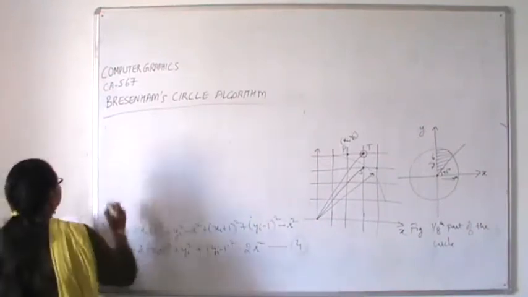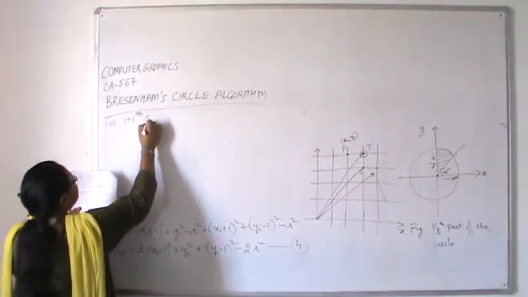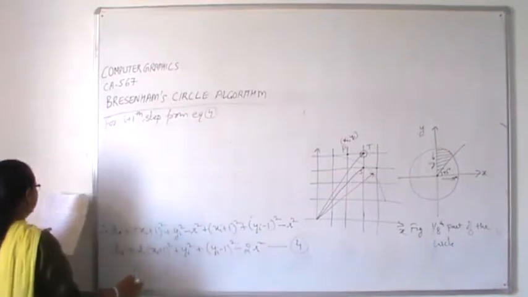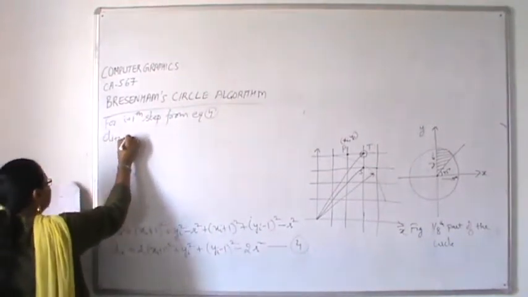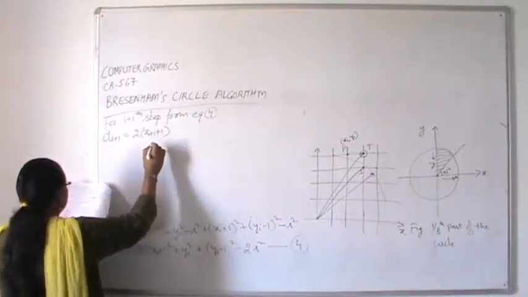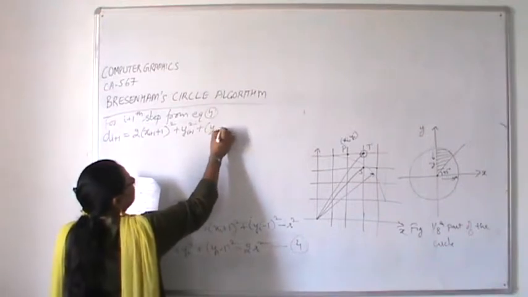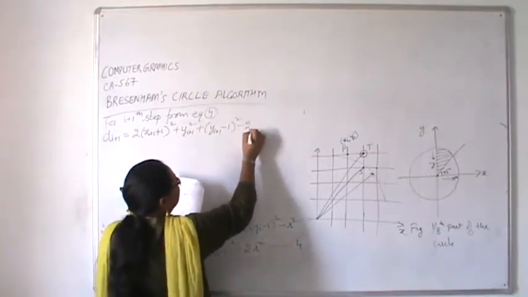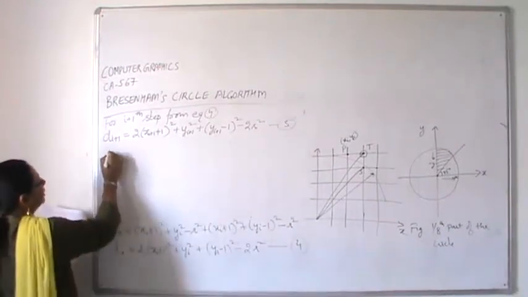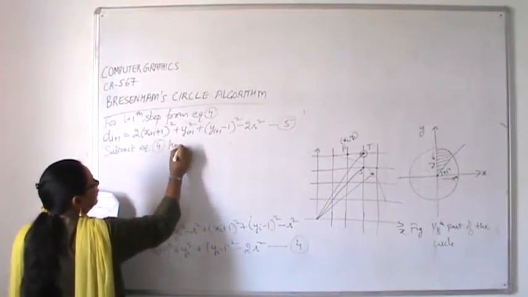So the value of d at the i plus 1th step from equation 4 will be, that is equation number 4. So d(i+1) = 2(x(i+1))² + (y(i+1))² + (y(i+1) - 1)² - 2r². That is equation number 5. Now we have to subtract equation 4 from equation 5.